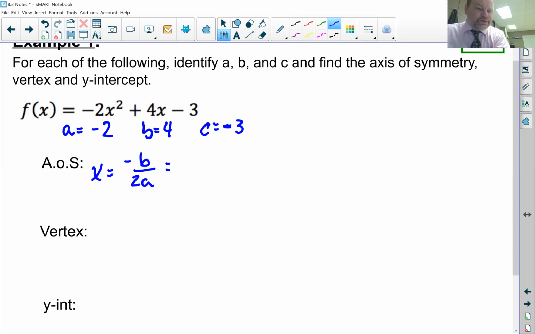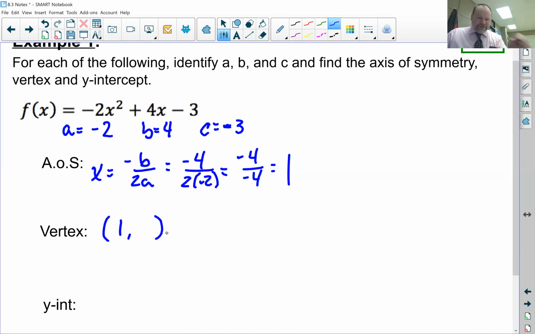So we get the opposite of 4 over 2 times -2, which is -4 over -4, which is +1. For the vertex, 1 is going to be the x-coordinate of the vertex. Again, that axis of symmetry and x-coordinate for our vertex are the same. And to find the y value, I take 1 and plug it in for x.